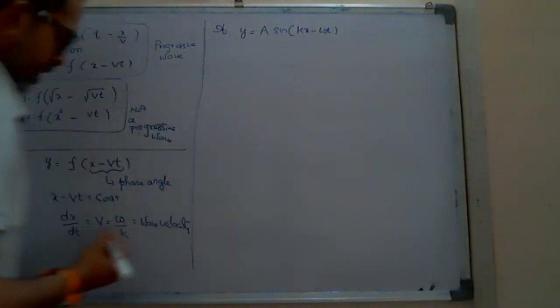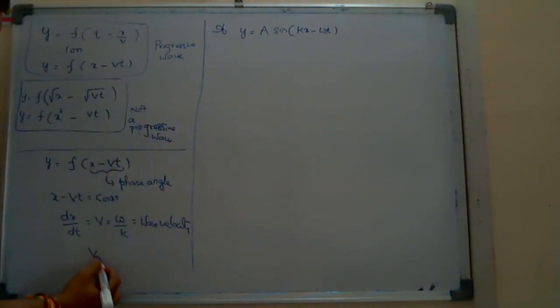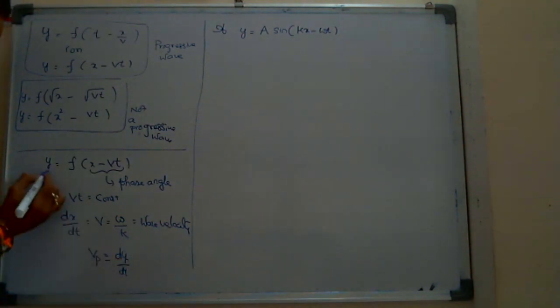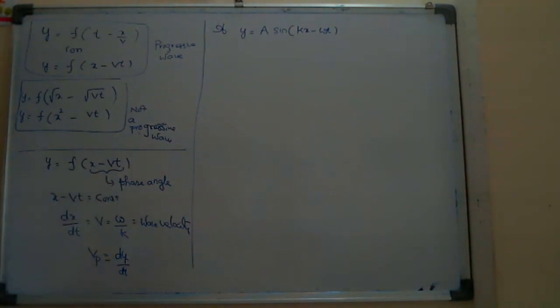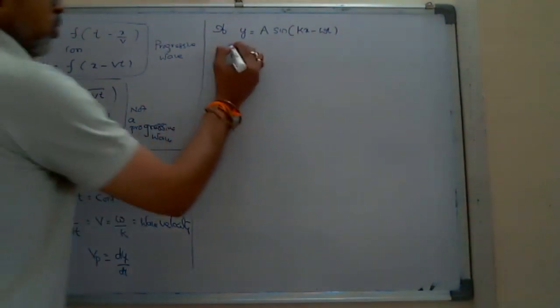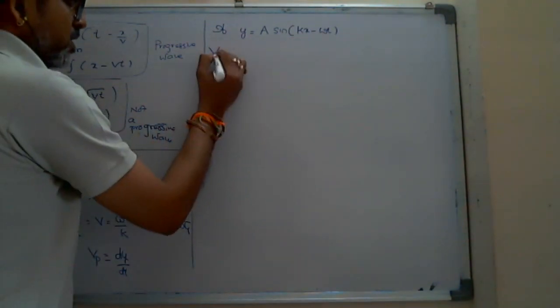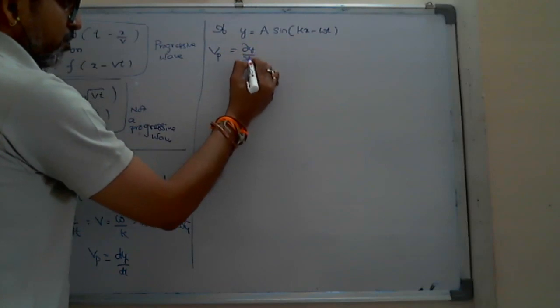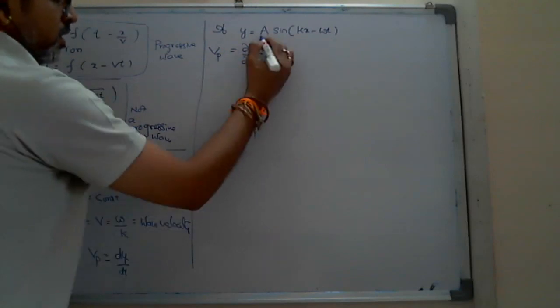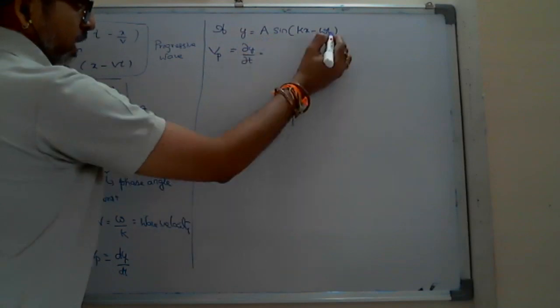Then, as I told you clearly yesterday, the velocity of the particle is not dx by dt. The velocity of the particle is dy by dt. Here, dx by dt is the velocity of the wave. So first of all, if I require the velocity of the particle, I have to take the partial differentiation with respect to time.